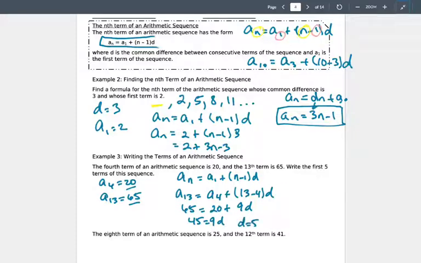So d equals 5. That's my common difference. And then this question is asking me to write the first 5 terms of the sequence. I need to know what the first term is.